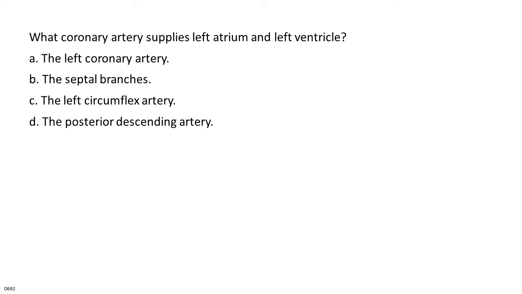What coronary artery supplies the left atrium and left ventricle? A. The left coronary artery. B. The septal branches. C. The left circumflex artery. D. The posterior descending artery.